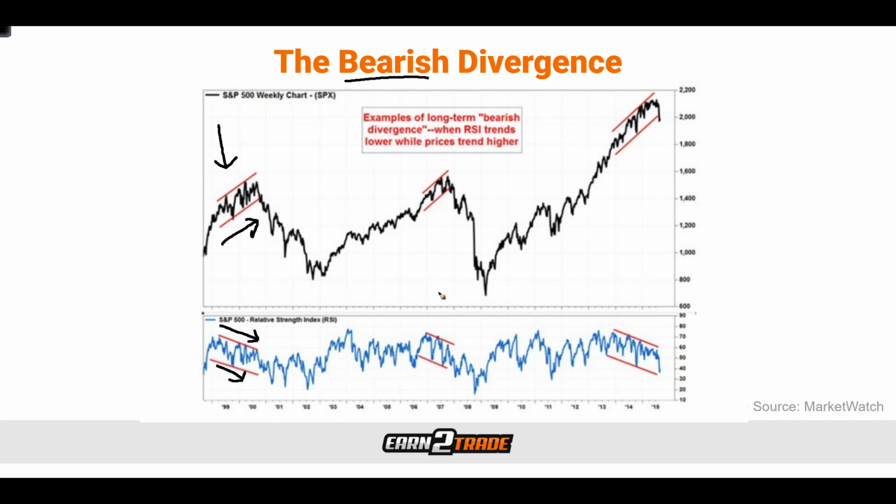Now in the middle, we have it yet again. So once again, we have our market getting higher, but the RSI is going lower. So another bearish divergence. And finally, on the right-hand side of the screen, we have one more scenario where once again, price is getting higher, but down here, the RSI is getting lower. So 3 solid bearish divergences there to choose from.